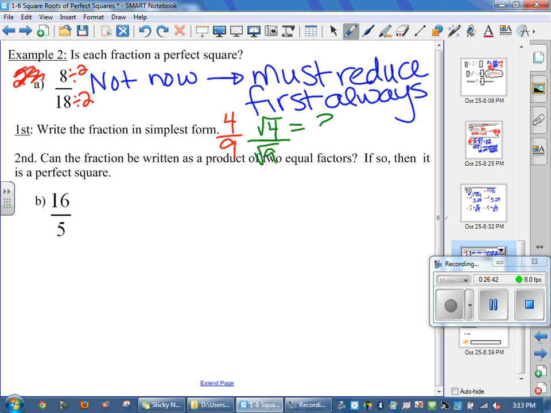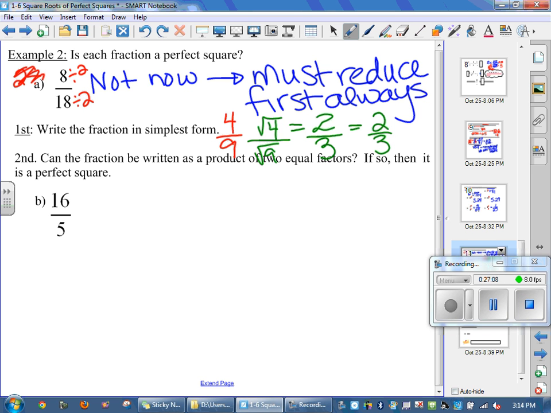They gave me an answer that did not give me a run-on decimal as a top number. I didn't get a run-on decimal as a bottom number, and my answer is a repeating decimal. So yes, it's a perfect square. So, can the fraction be written as a product of 2 equal factors? Then yes, it's a perfect square. Like I said though, the top number and the bottom number both have to work. So this one's in simplest form. Let's check top and bottom and see if it works.